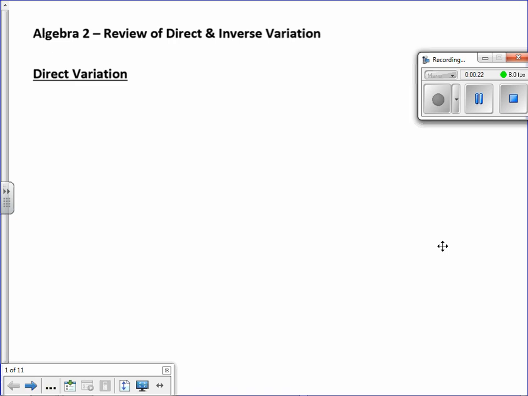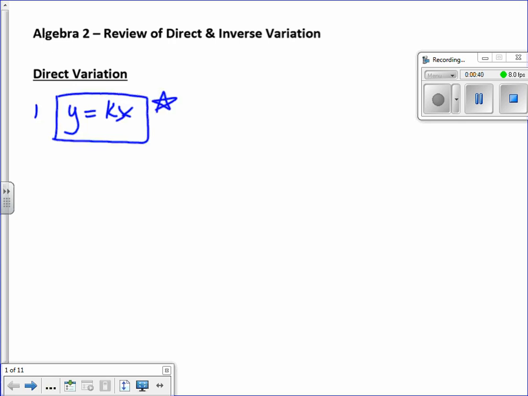So the basic thing about direct variation: in direct variation, variables are directly related. When one increases, the other increases. When one decreases, the other decreases. Your main equation is y equals kx. Hopefully you recognize that a little bit. This is something you want to remember and know pretty much. You won't be told what the equation is.